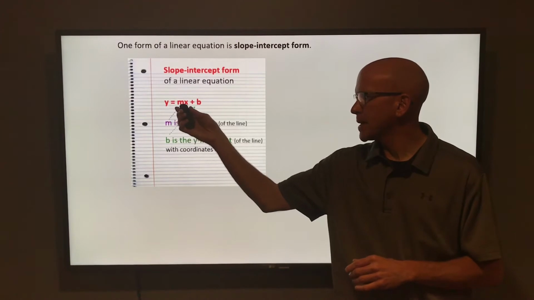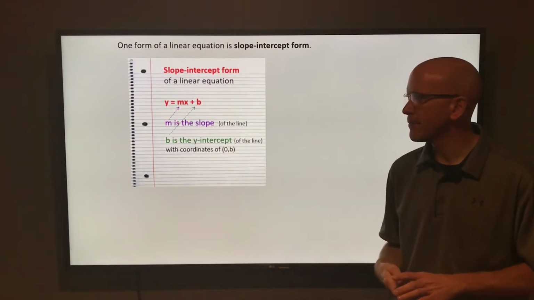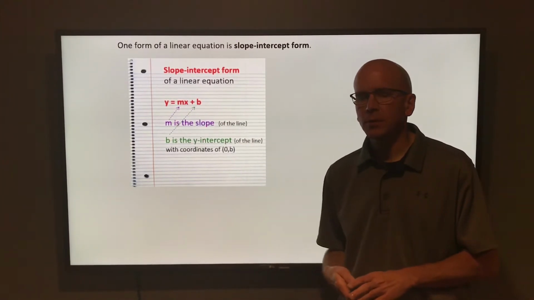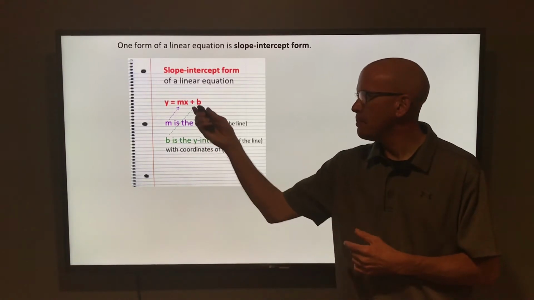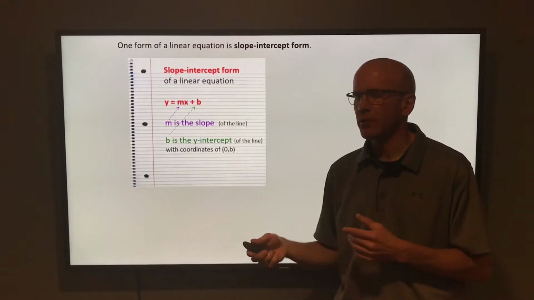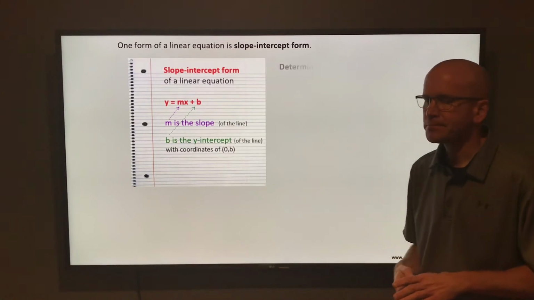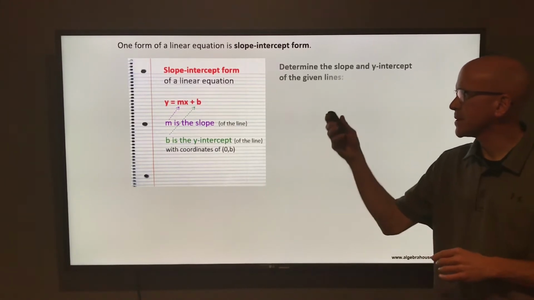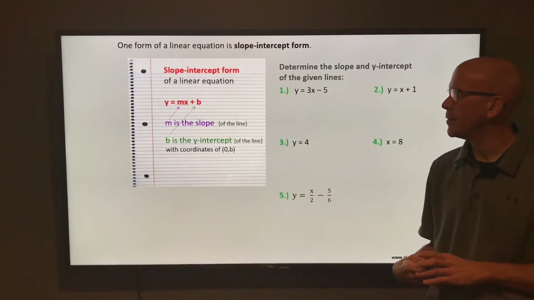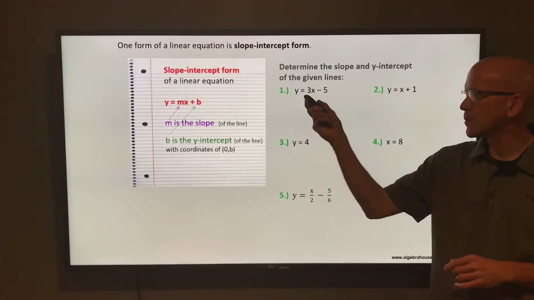So y equals mx plus b, when you have a linear equation in that form, m is the slope, that's the coefficient or the number in front of the x, b is the constant term, the number without a variable, that is the y-intercept. So we're going to look at some equations and we're going to tell what the slope and the y-intercept is. Starting with this one, y equals 3x minus 5.